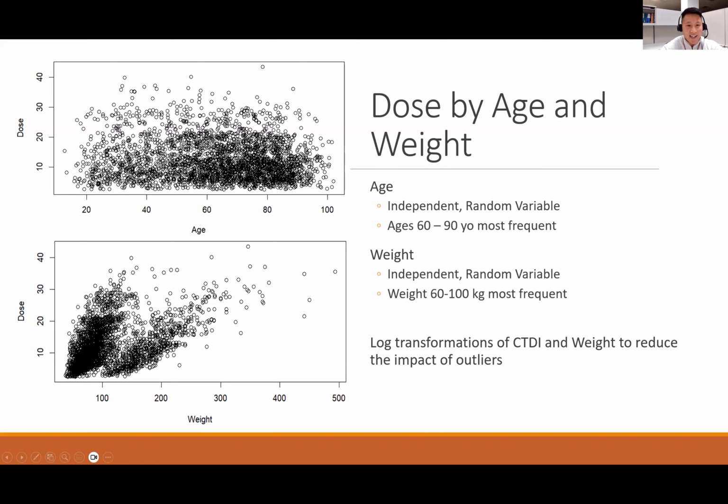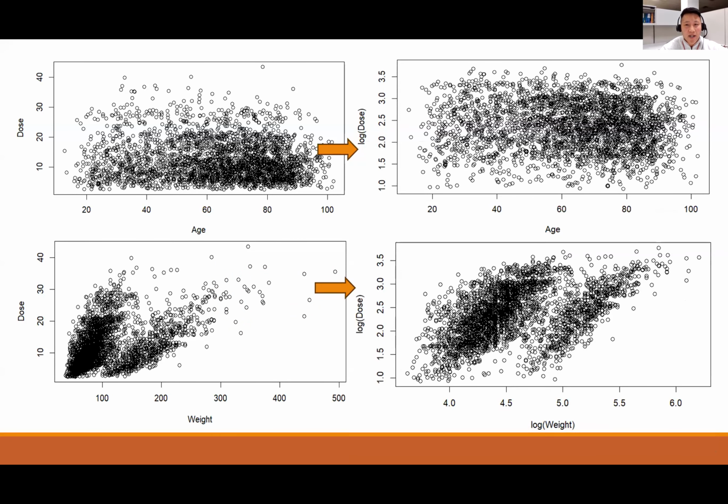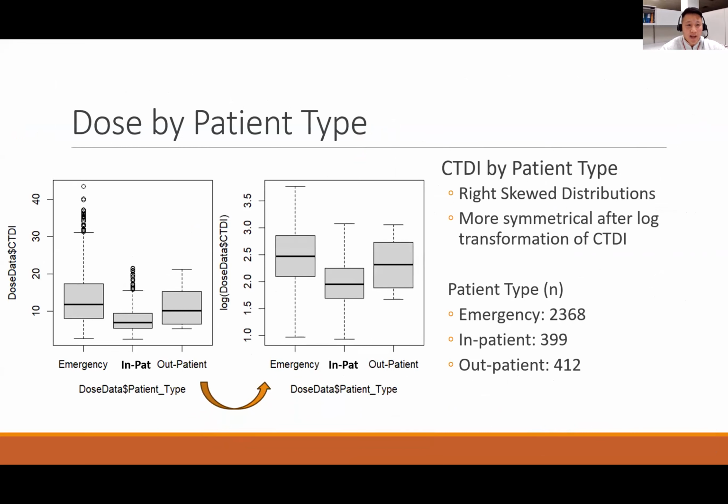But you can tell from our data that there are quite a bit of outliers, and it's scrunched together. So for analysis, I did a log transformation to spread out the data for easier analysis. Then also by patient type, the left graph here is the original distribution for emergency, inpatient, and outpatient, and there are also outliers involved. However, doing the same thing as in the last graph, I log transformed the dose data, and we eliminated outliers, which is fortunate.